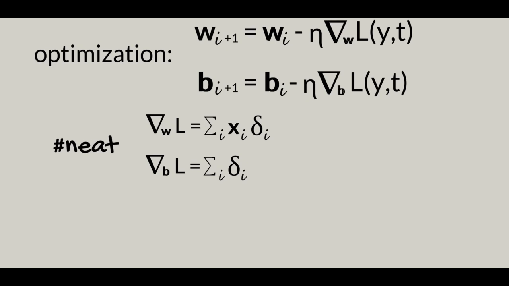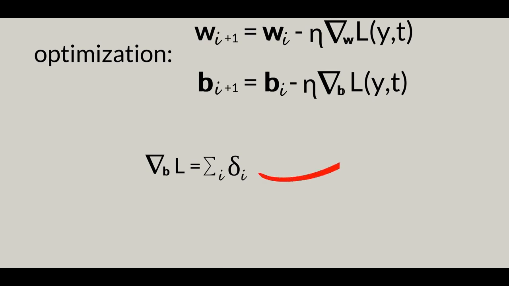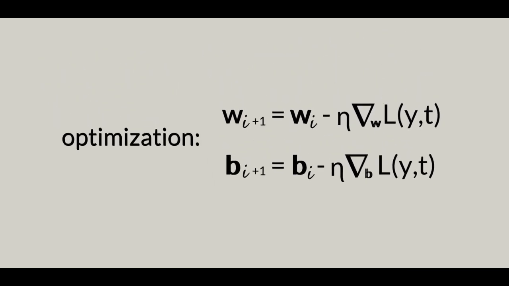Finally, let's go back to our update rule. We said the generalized rule is wi plus 1 equals wi minus eta times the gradient of the loss function with respect to wi. Replacing the gradient with what we found here, we obtain wi plus 1 equals wi minus eta times the sum of xi times delta i. Analogically, the update rule for the biases is bi plus 1 equals bi minus eta times the sum of delta i. Alright, this was the generalized gradient descent of a linear model.